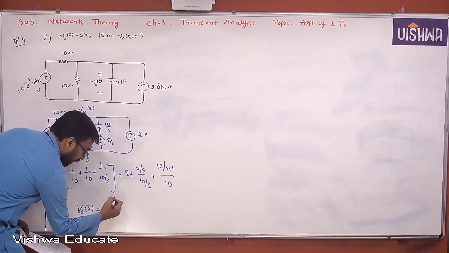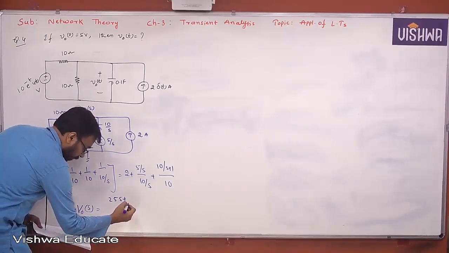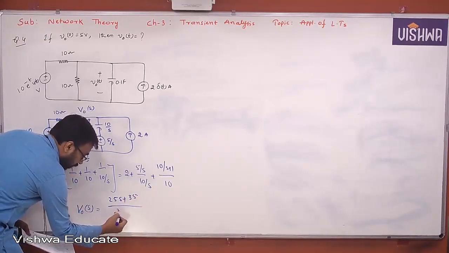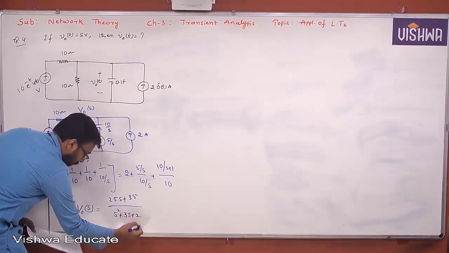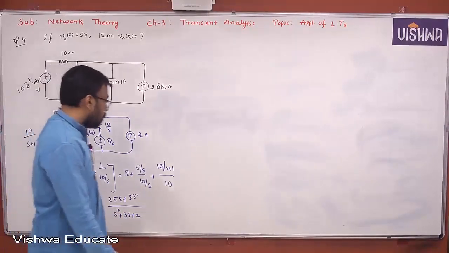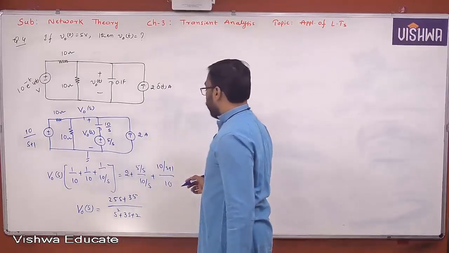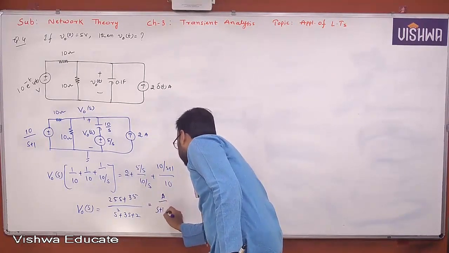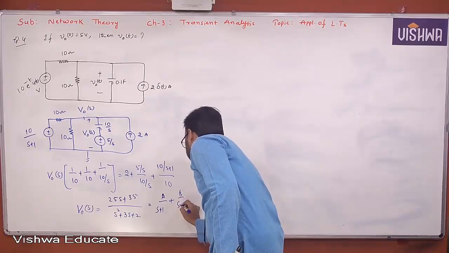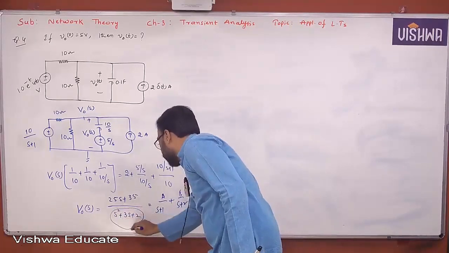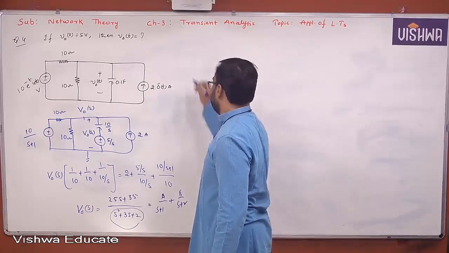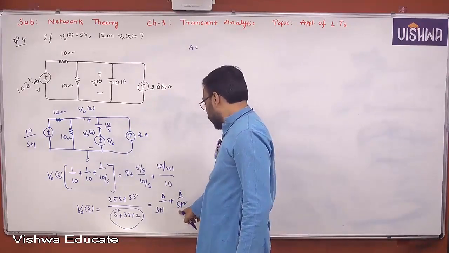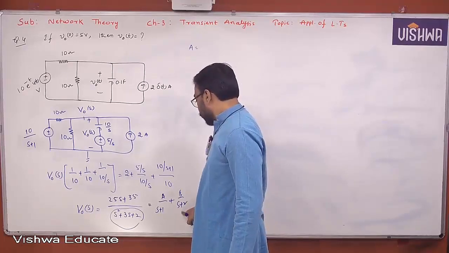So 25S plus 35 divided by S square plus 3S plus 2. Now, if you find the partial fractions, A by S plus 1 plus B by S plus 2, because this one you know very well, S plus 1 into S plus 2. So A can be determined here. A is equal to minus 1, so minus 1 means 1.